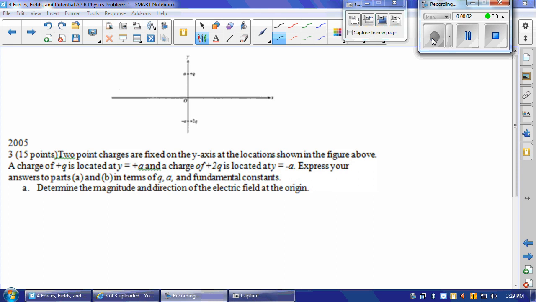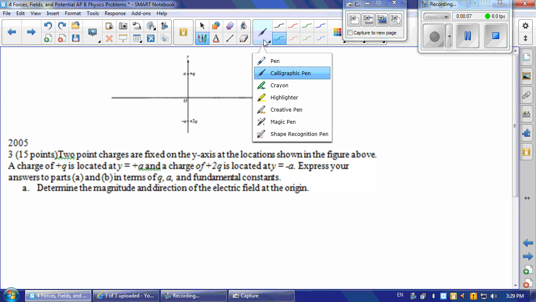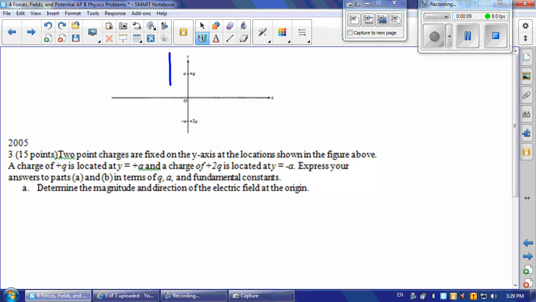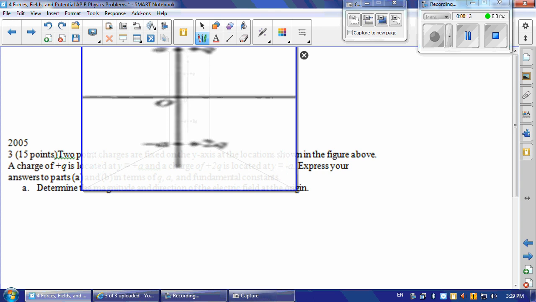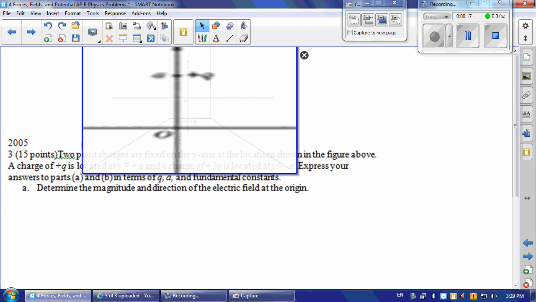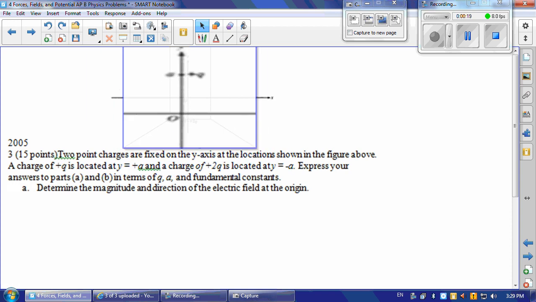Okay, this is the fourth problem, 2005, number 3. Sorry, the copy quality is not very good. I'll blow this up a little bit so you can see it. So it's 2q down at the bottom, and then if you look at the top, it's just a plus q.